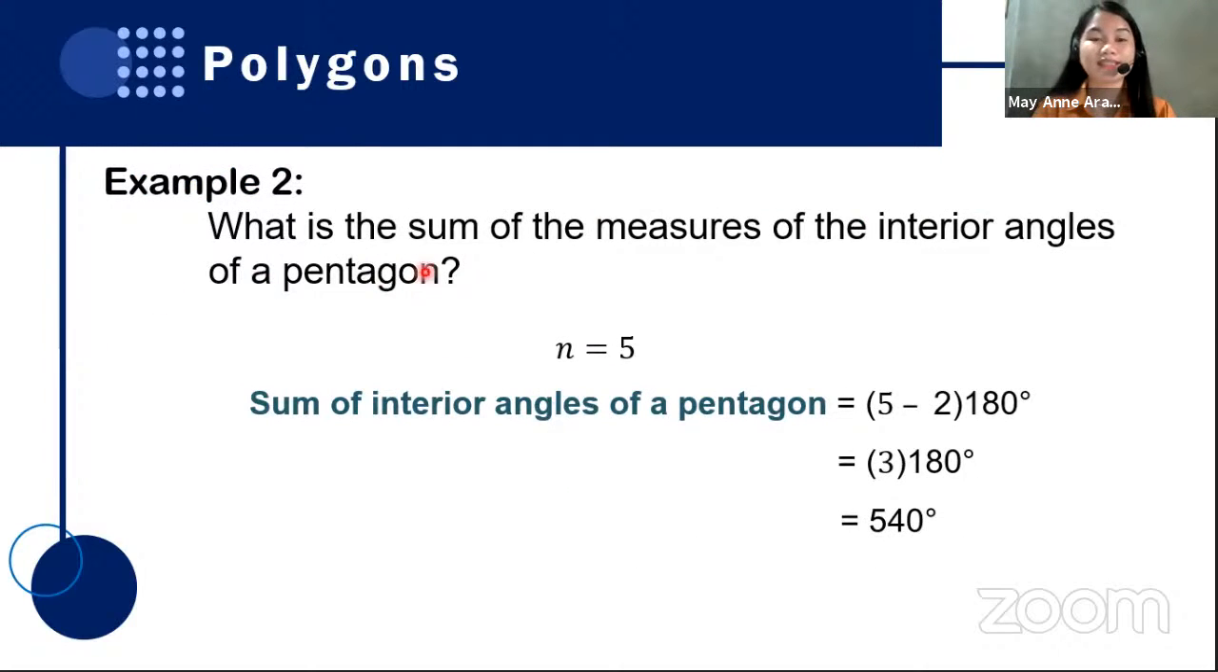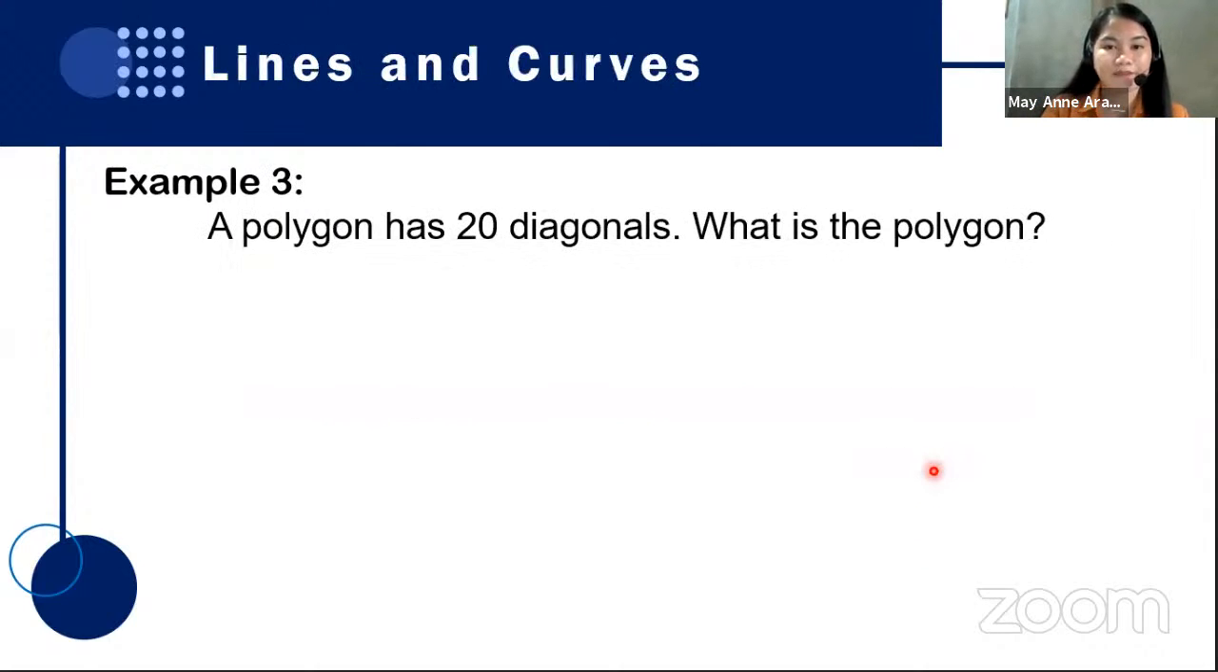Example: what is the sum of the measures of the interior angles of a pentagon? Using the sum of the measures, we will use this formula, n minus 2 times 180 degrees. So 5 minus 2 is 3, times 180 degrees, 540 degrees. So you don't need to add them one by one. It's easier. Okay, next.